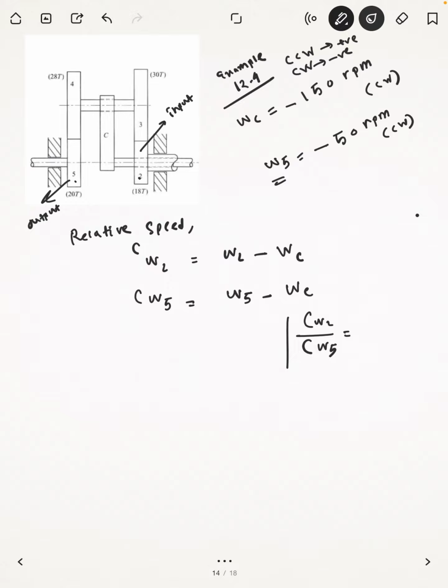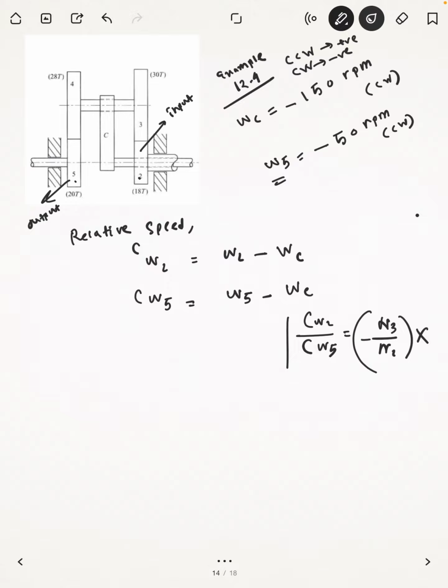Okay, so the two stages. Basically there will be two ways to go. First of all, 2 is meshing with gear 3. So I can write n3 by n2, and there should be a negative sign. Why the negative sign? If gear 2 rotates clockwise, then gear 3 is going to rotate anti-clockwise. To keep the direction, I have written this negative sign.